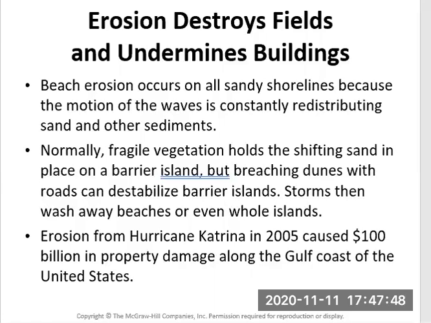Normally, the fragile vegetation holds the shifting sand in place on a barrier island, but breaching dunes with roads can destabilize those barrier islands, and storms then wash away the beaches or even whole islands. Erosion from Hurricane Katrina in 2005 caused about $100 billion in property damage along the Gulf Coast of the United States.